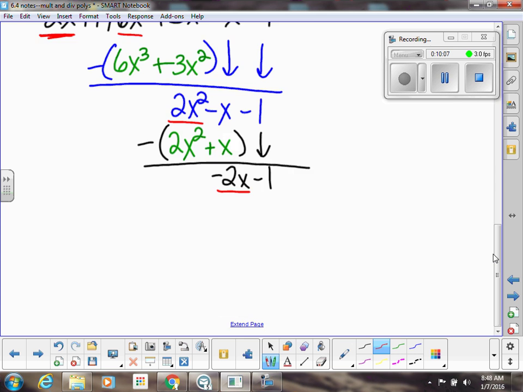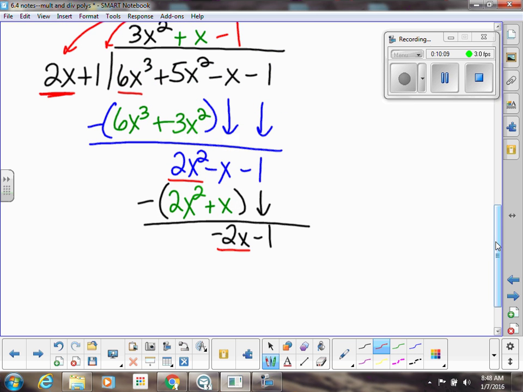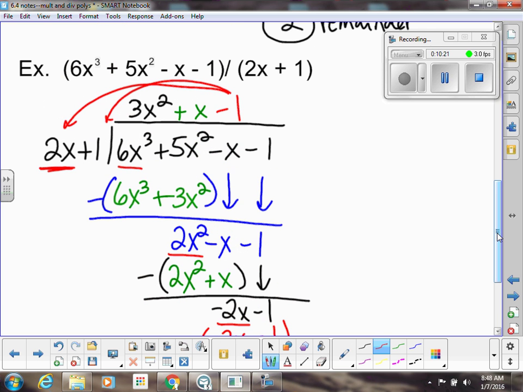So if I do negative 1 times 2x, that's negative 2x, and negative 1 times positive 1 is negative 1. And if I subtract those, I get 0 on both of them. So this time I don't have a remainder, and this would be my final answer with no remainder, 3x squared plus x minus 1.